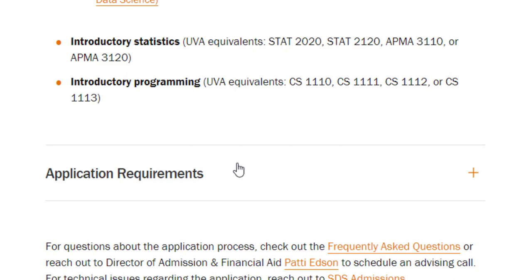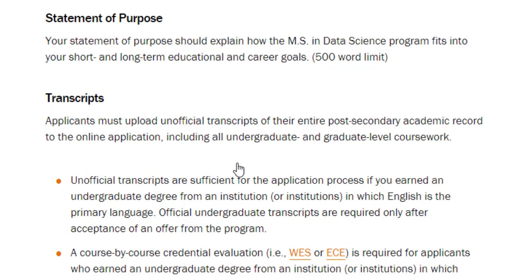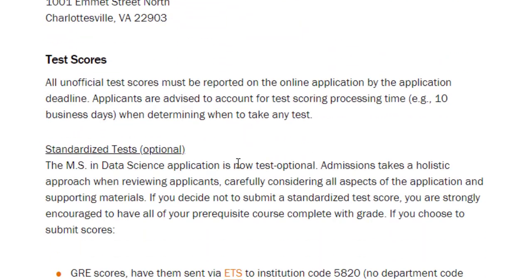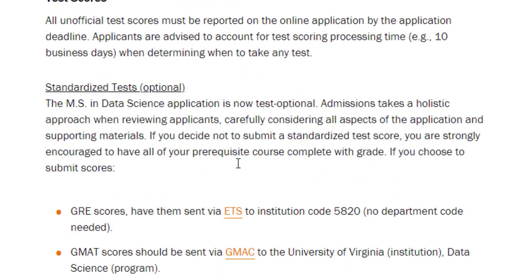Now, if you talk about the admission requirements, you need a statement of purpose with a 500 word limit. You have to tell your short and long term goals in perspective of education and career. You will have to submit transcripts, and then you will have to submit test scores, standardized tests like GRE, GMAT, or MCAT. I mean, they say that it is now test optional, but admissions takes a holistic approach when reviewing applicants.